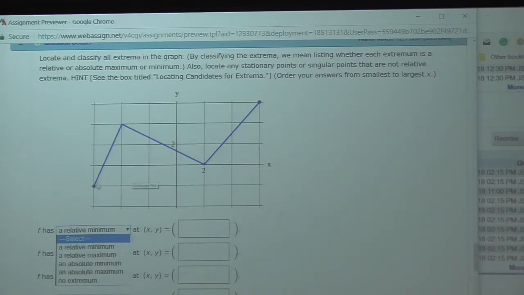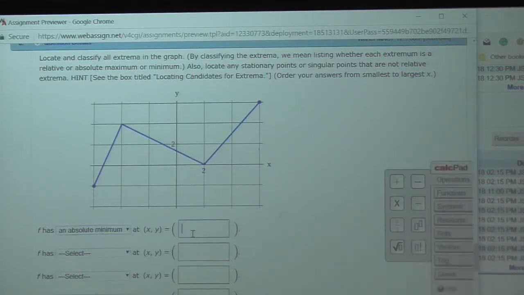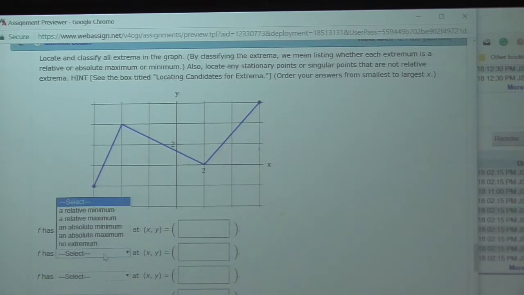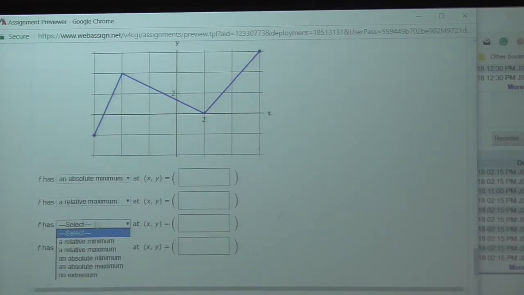This one is the furthest left, right? And in terms of this whole function, this is an absolute minimum. So you'd say absolute minimum, then you have to give the coordinates of this point, which is -6, comma, -2, right? So you have to type that in here. Then the next one would be what? This one, that is not an absolute maximum, but it is a relative maximum. So you'd say relative maximum here, and you'd have to give the coordinates of that. And then the next one would be what?